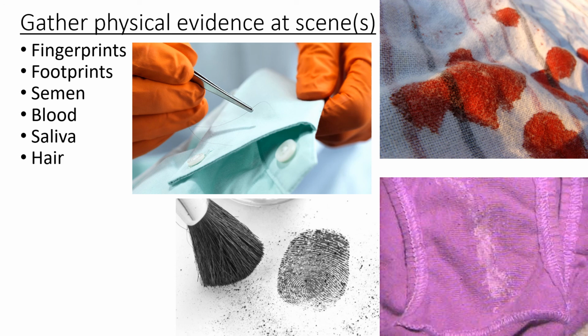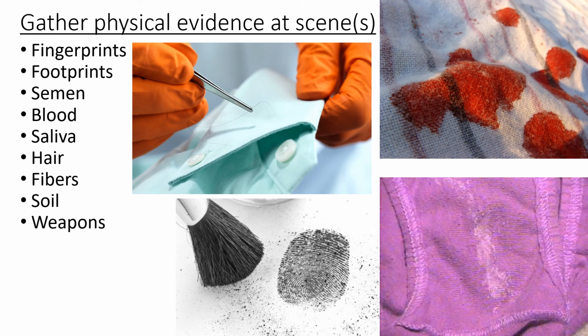Now, if there's pubic hair to be gathered from her pubic area, you let the SANE nurse do that. But pubic hair on clothing and on the bed, that's something you can gather. Fibers from his clothing could be there also. Soil samples from his feet. Any weapons that he used.